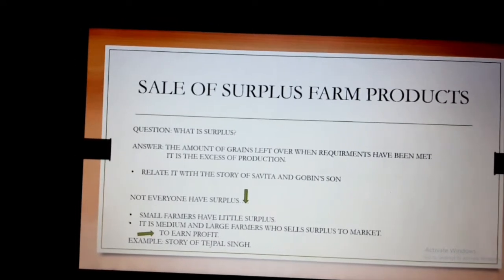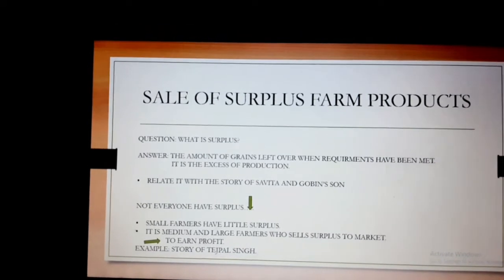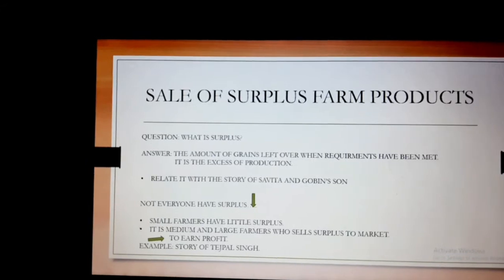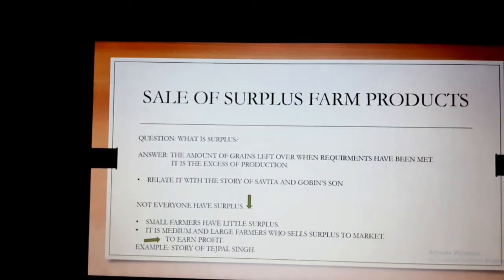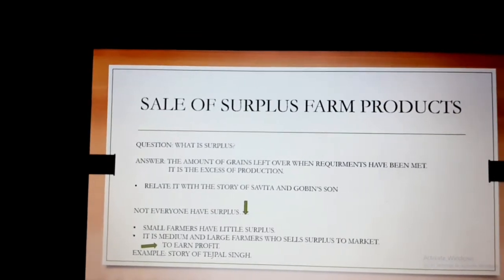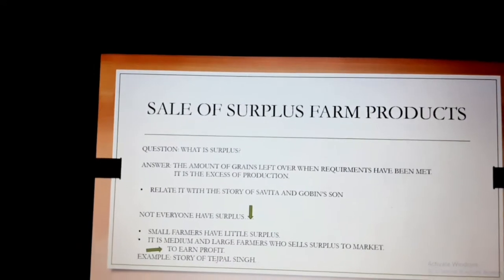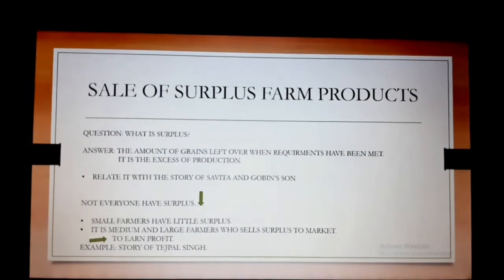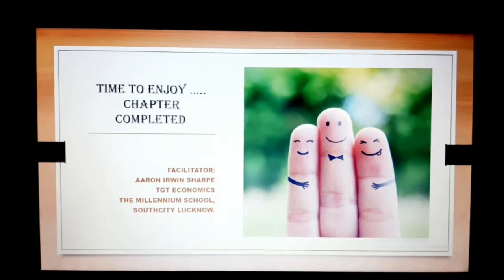Whatever the small farmer produces on his land, that production is taken by the small farmer himself. But whatever the medium and large farmers cultivate on land, they use it, and whatever surplus is left out is sold to the market. There is also the example of the story of Tejpal Singh which I have already told you. So here the chapter completes.